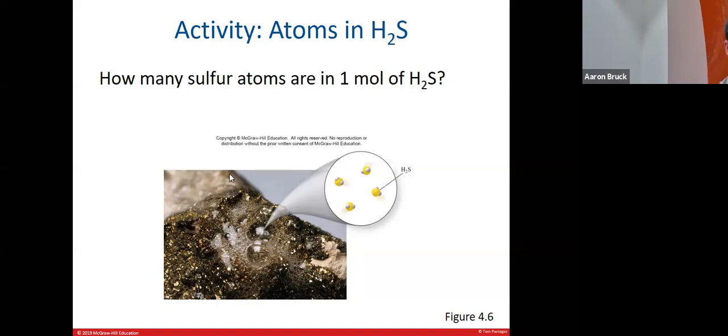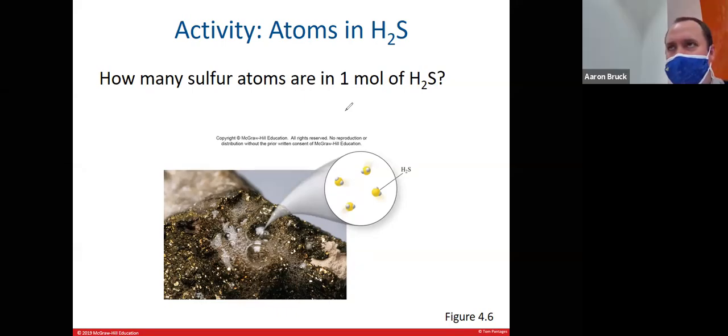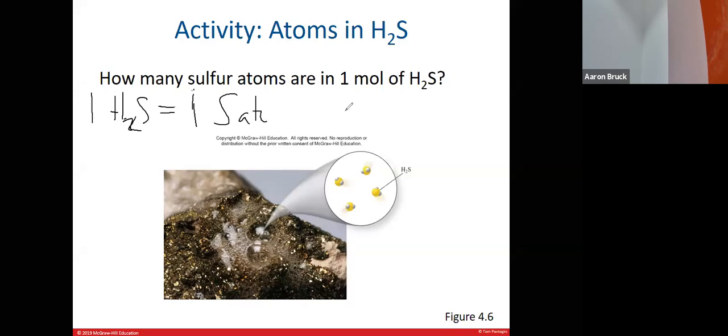Now, the way to approach these problems just takes us back to chapter 1 when we were doing dimensional analysis. We're doing unit conversion here. What we're looking for is a series of things that are equal to each other that can convert between one another. So the things that we want to look at are: 1 hydrogen sulfide molecule would contain 1 sulfur atom.